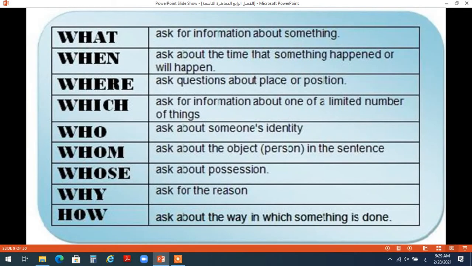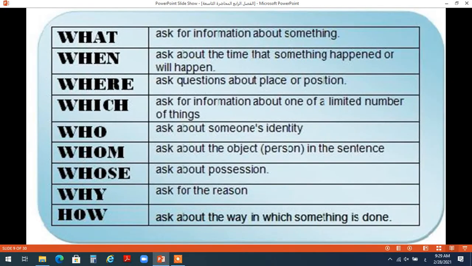As you see here in this table, all the WH words are summarized, each with its function or its meaning. For example, what is used to ask for information about something. When is used to ask about the time that something happened or will happen, whether in the past or in the future. Where is used to ask questions about a place or position.